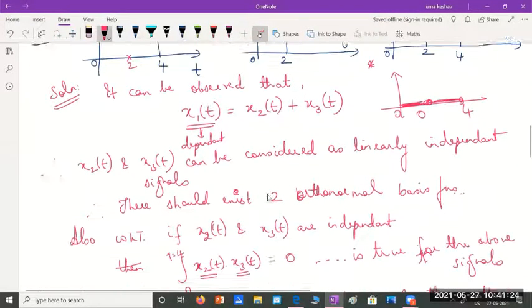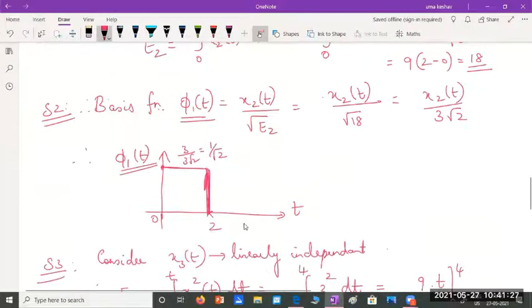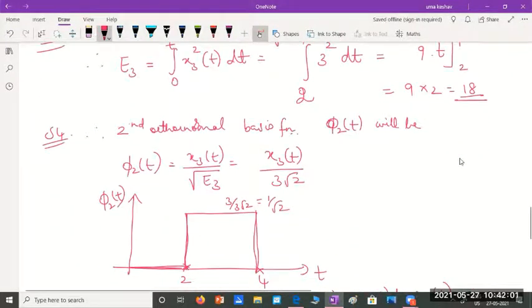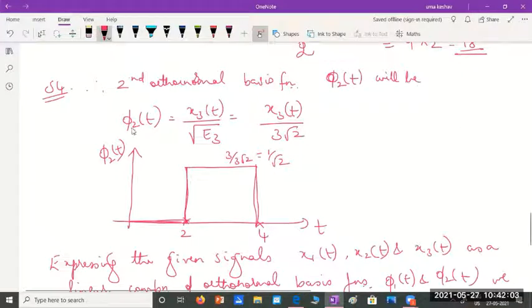Yes or no? And what is x2 of t? What can I write x2 of t in terms of phi 1? Look at this equation. Phi 1 is x2 divided by 3 root 2. Therefore, can I say x2 is 3 root 2 into phi 1? Yes or no? Looking at this equation, phi 1 is nothing but x2 divided by 3 root 2, or x2 is 3 root 2 into phi 1. Similarly, what is x3?